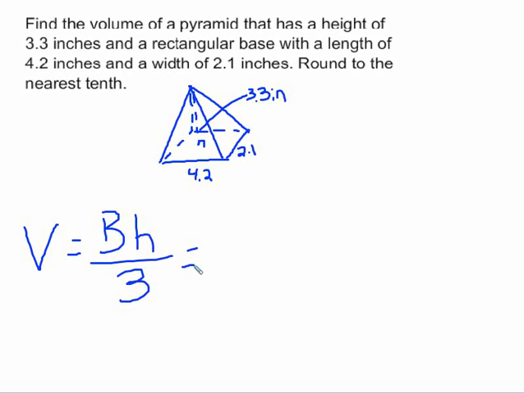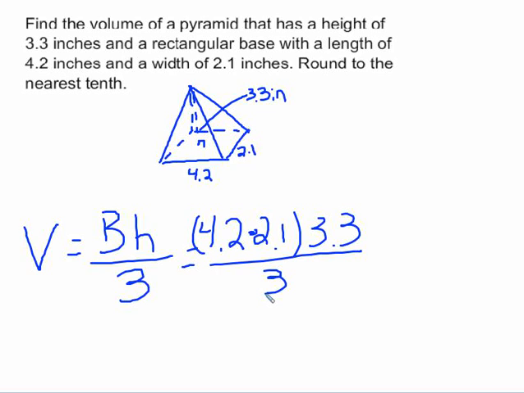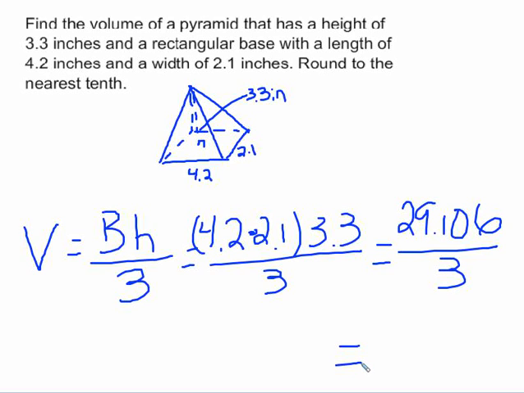So to calculate the area of the base, that's going to be 4.2 multiplied by 2.1, and then the height of the pyramid is 3.3. All of that needs to be divided by 3. So in my calculator, I'm going to do 4.2 multiplied by 2.1 multiplied by 3.3. That's going to give me 29.106. Now I know the problem asks you to round to the nearest tenth, but you always want to round at the last step, okay? So 29.106 divided by 3, that's 9.702, so that's going to round to 9.7 cubic inches.